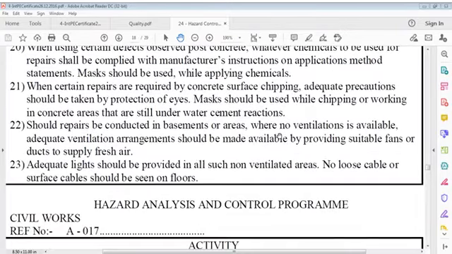By concrete surface chipping, you have to chip the surface. That chip can enter your eyes. When certain repairs are required by concrete surface chipping, adequate precautions should be taken for protection of the eyes. A mask should be used while chipping or working. Goggles should be used. And still, underwater cement reaction can harm this. That's called heat generation.